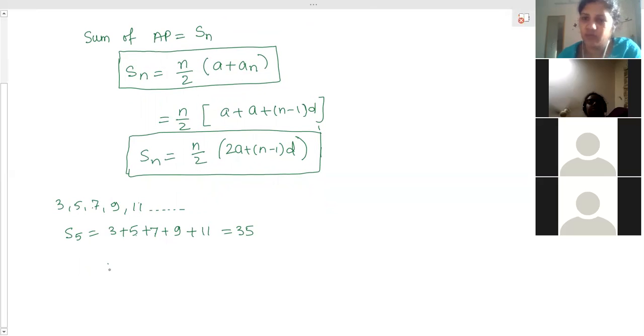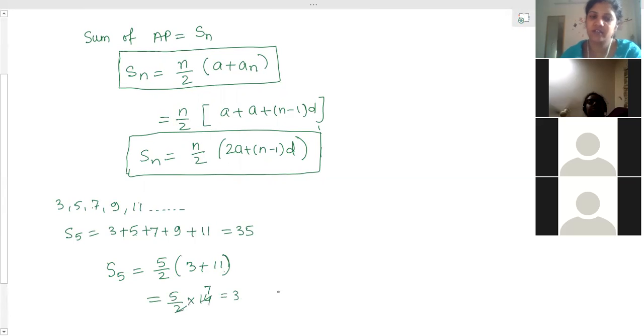We have to find out the sum of 5 terms, so S5 will come. What is the value of n? It is 5 by 2. What is the first term? It is 3. What is the last term? It is 11. The last term is the fifth term, since we are calculating the sum of 5 terms. So this is equal to 5 by 2 into 14. So with 7s, you directly get the answer 35.